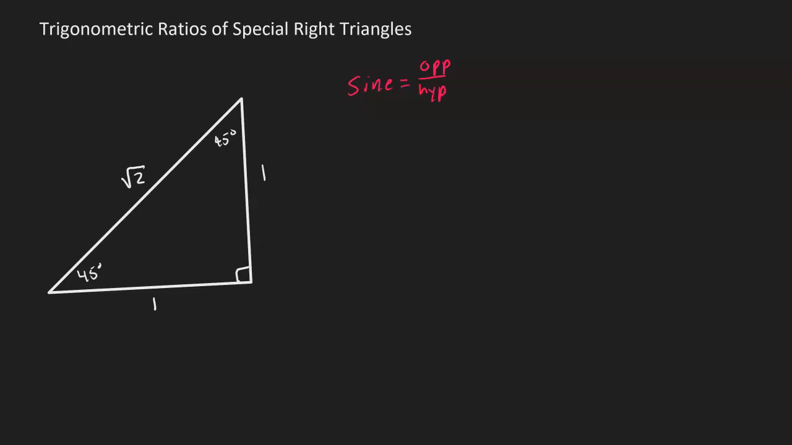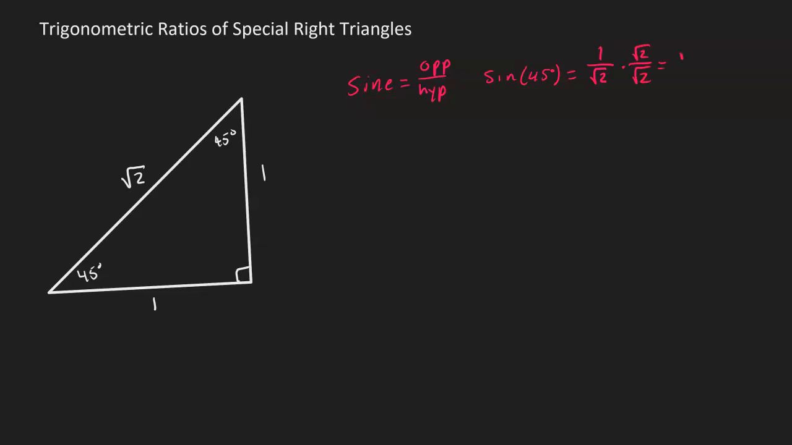Okay, so if I'm doing sine of 45 degrees, then that would be my opposite, and it doesn't matter which one I do because they're both the same and you'll get the same outcome. So say I start here, my opposite is 1, and my hypotenuse is rad 2. I don't want to leave the radical in the denominator. I want to rationalize this. So I'm going to multiply the top and bottom by rad 2.